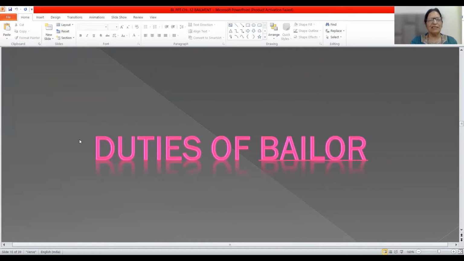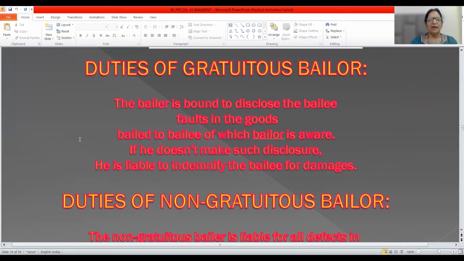Now moving ahead, friends, I will take up duties of bailor. The first duty of bailor is to disclose the faults in the goods bailed. Whether he has to disclose the faults in the goods bailed or not, whether known defects or unknown defects, we have to make the distinction between gratuitous bailor and non-gratuitous bailor. Just now, friends, I have explained the duties of gratuitous bailor are different from duties of non-gratuitous bailor in this regard. Gratuitous bailor is liable for known defects only, but non-gratuitous bailor is liable for known defects as well as unknown defects. So I have taken the example and I have explained, and if you still have any doubt, you can always write in the comment section.